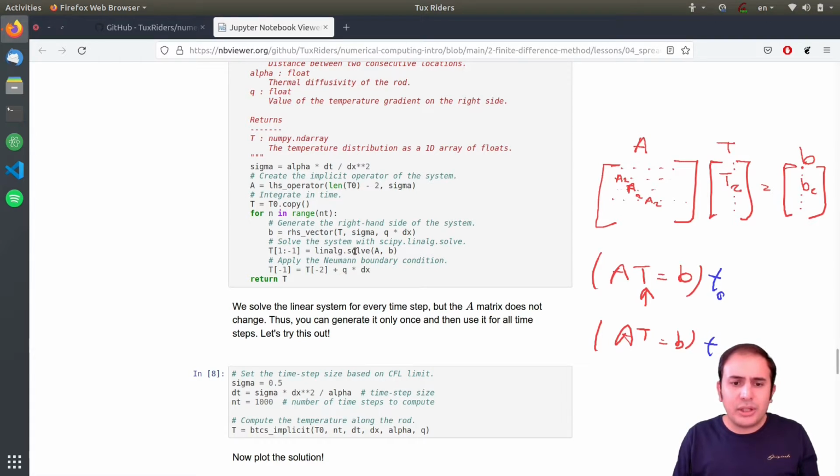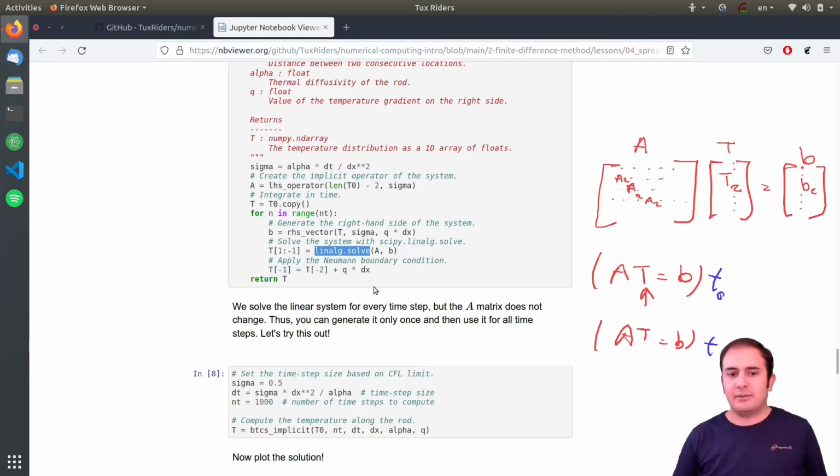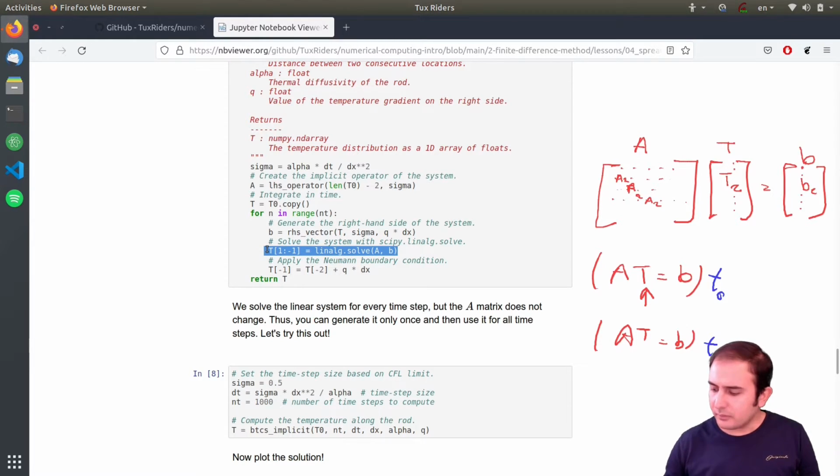And then at each time point, we use the linear algebra subsystem of SciPy. You can go back to the SciPy video if you don't remember what that is, to solve this AB. So this is actually what it does. It computes the linear system of A X equals B, and in this case, this X is actually the temperatures. So this is actually the T here. And then we apply the Neumann boundary conditions also here manually.